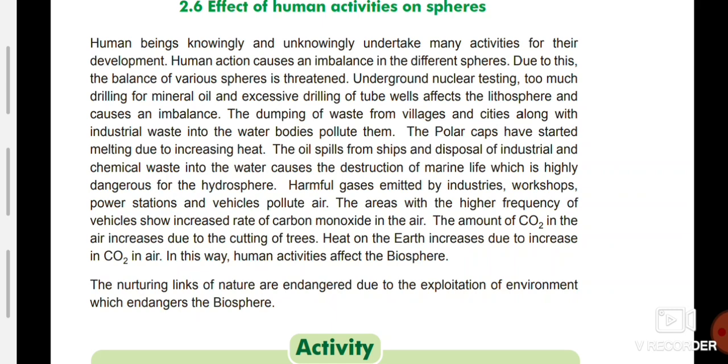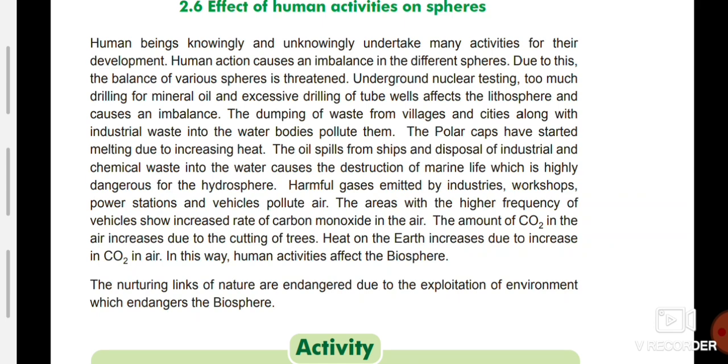अगर हम बात करें तो हम कभी पब्लिक ट्रांसपोर्ट को यूज़ करते हैं? नहीं, कहीं पे भी जाना है हम हमारे पर्सनल व्हीकल लेके जाते हैं, तो हमें नहीं पता कि हम जो इतने व्हीकल्स यूज कर रहे हैं उसकी वजह से एयर में कार्बन मोनोऑक्साइड बढ़ रहा है. The amount of CO2 in the air increases due to the cutting of trees. अगेन मैंने अभी थोड़ी देर पहले ही बताया कि हम हमारी नीड्स को फुलफिल करने के लिए ट्रीज को कट कर रहे हैं, डिफॉरेस्टेशन कर रहे हैं.